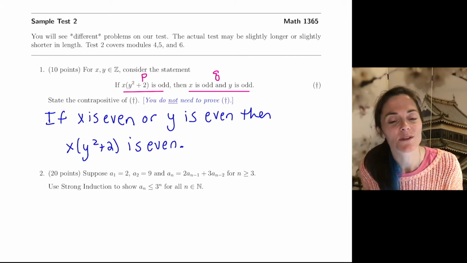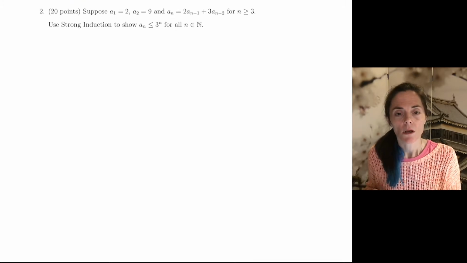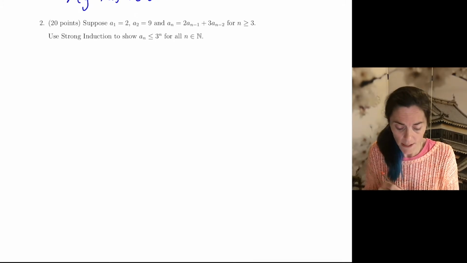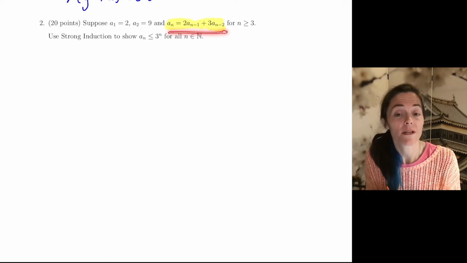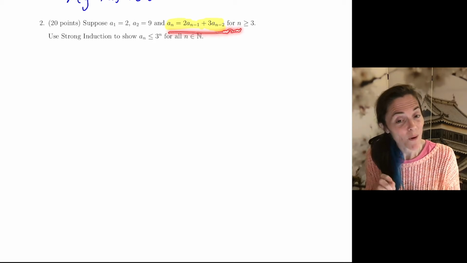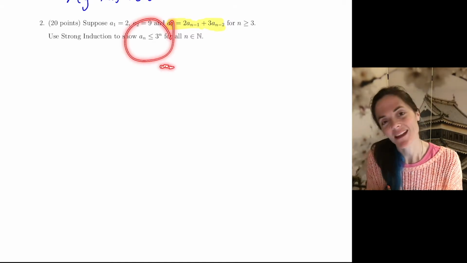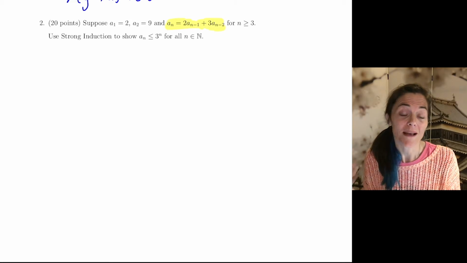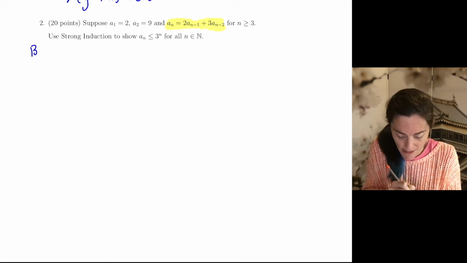Now we move to number 2, which is strong induction. You notice the statement, we have a recursively defined function here, and the definition is given here. We are told a1 is 2, a2 is 9, and for n bigger than or equal to 3, we define an this way. What we want to prove is not a closed formula for an. What we want to prove is an inequality, that an is always less than or equal to 3 to the n. In a proof by strong induction, or even normal induction for that matter, we have 2 parts. We have a basis step, and then we also have an inductive step.